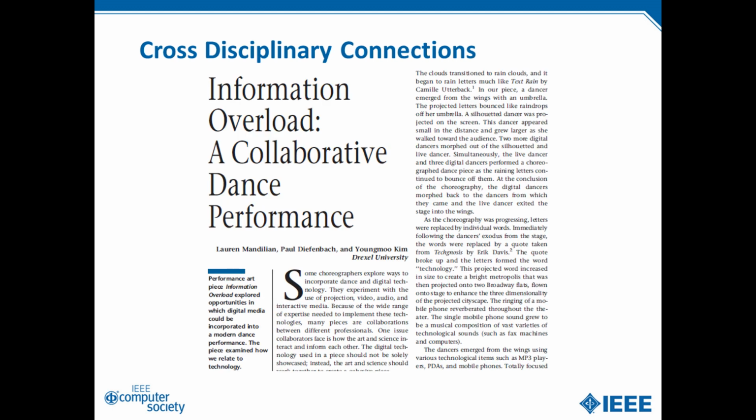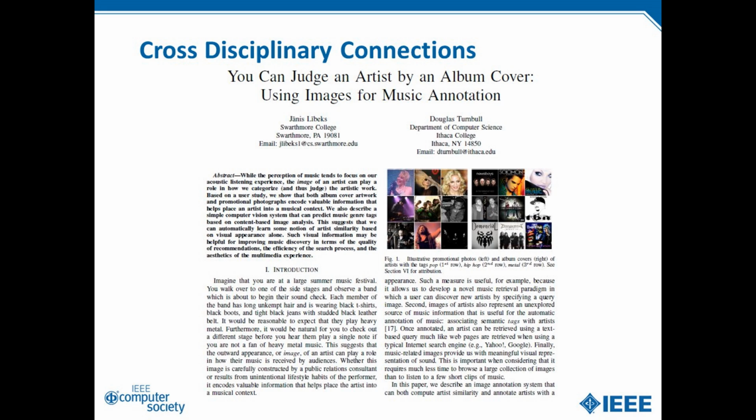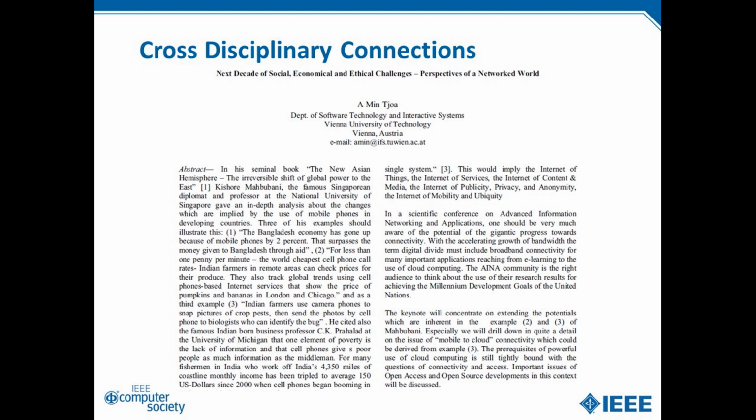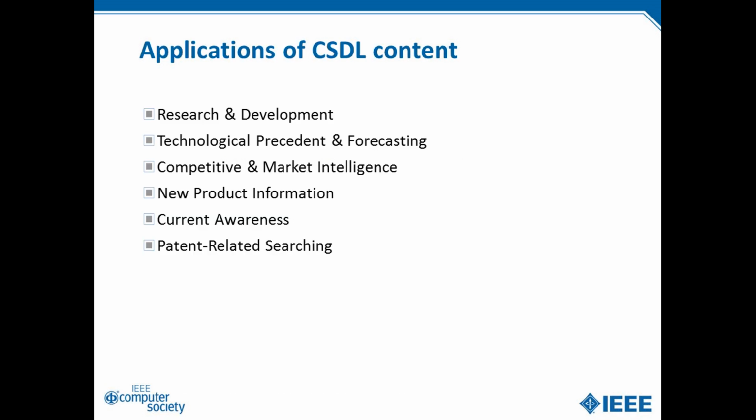Here you can see the content impacting dance, art, supply chain modeling, and social, economic, and ethical challenges. So you get a little bit of everything in the CSDL. The content can be used in many different ways. You can do patent-related searching, looking at current awareness and what's going on, what's coming out new in the marketplace. Certainly R&D.